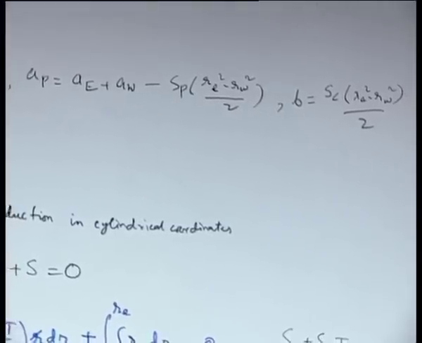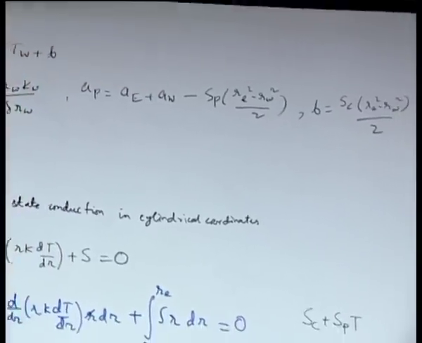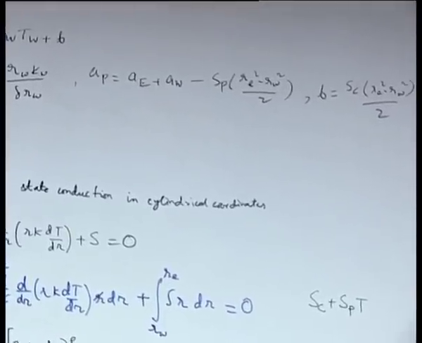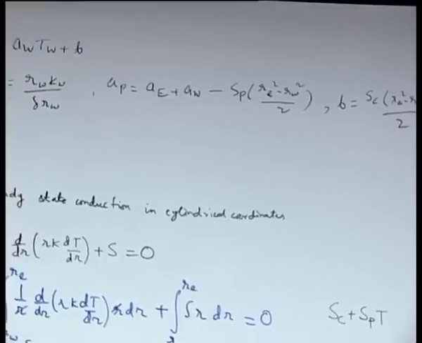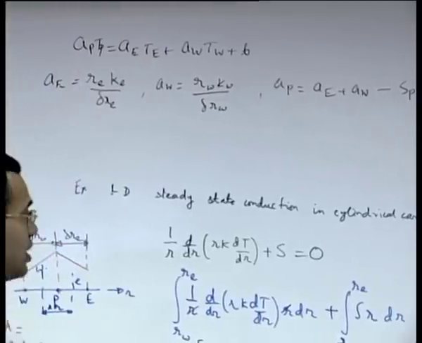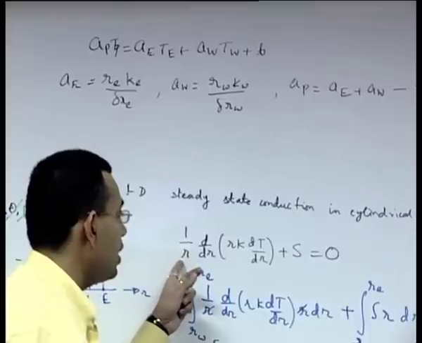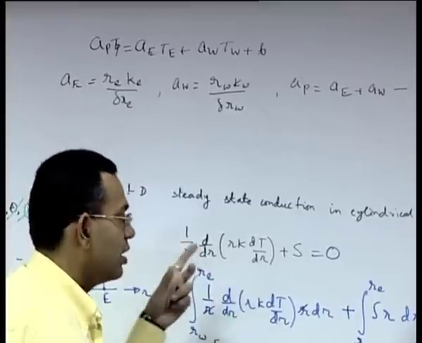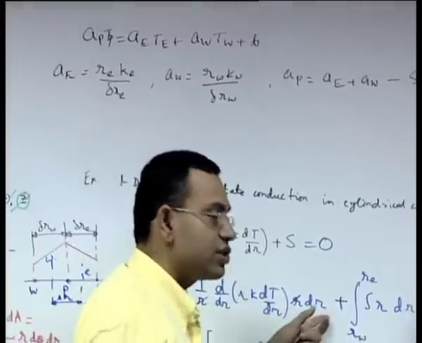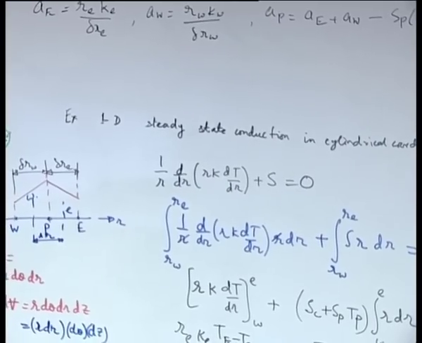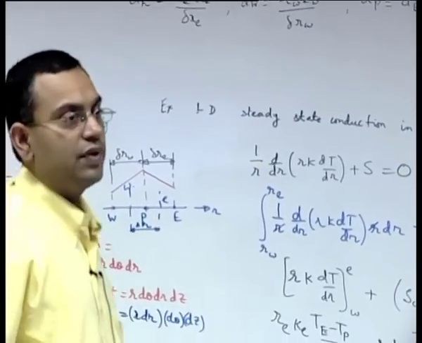So, the purpose of casting the equation in this form is to show that eventually you get the same form of the discretization equation, no matter which coordinate system you use, just the coefficients change depending on the coordinate system. If it was a spherical coordinate system, it would have been 1 by r square d/dr of r square k dT/dr, and then you have to multiply it by r square dr instead of r dr, considering the elemental volume in a spherical coordinate system.